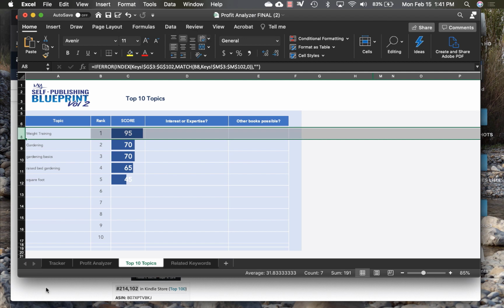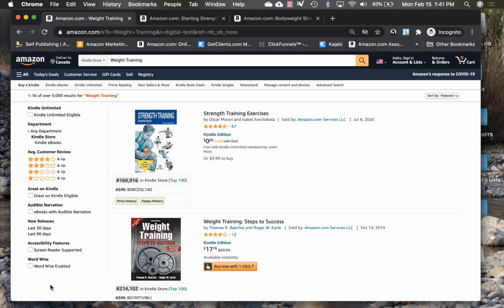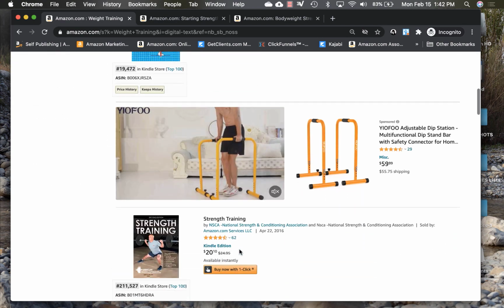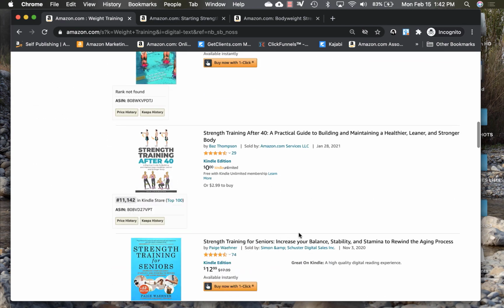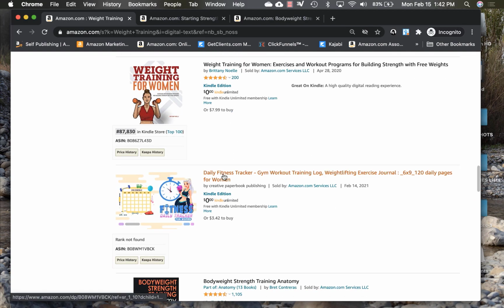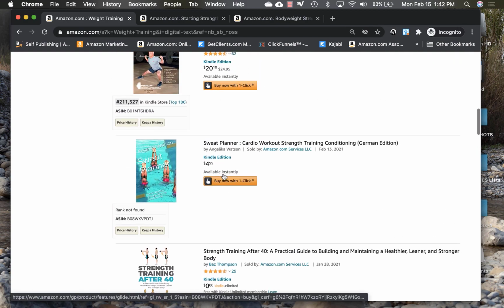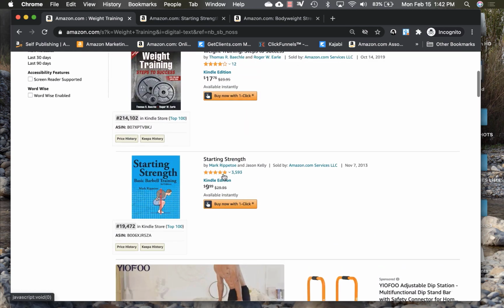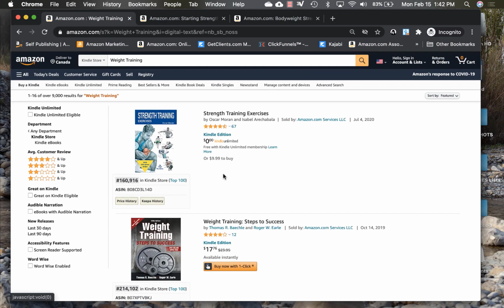Now, the decision I'm going to make is I'm going to take a look and do I want to do just a general weight training book, or do I want to do something that's going to be a bit more specific, like weight training for women, weight training for men over 40, there's strength training. So those are the decisions that I'm going to make as I do more research into this niche to determine what type of book I'm going to want created.